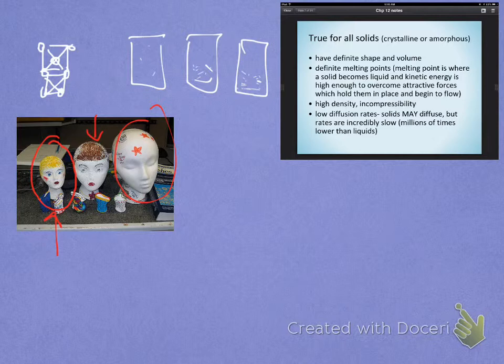Solids and diffusion. So we talked about gas diffusion. We've talked a little bit about liquid diffusion. Do solids diffuse? Well, diffusion is, of course, the movement of molecules from areas of high concentration to low concentration due to their random motion, random Brownian motion. Can a solid diffuse? Yes.